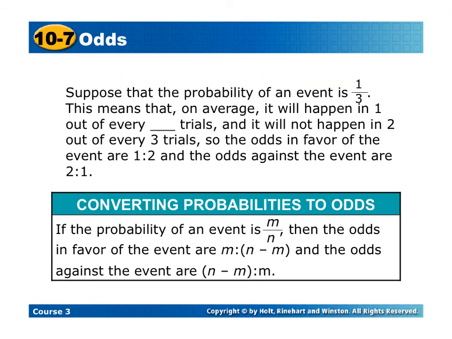If we were going to go the other way and change probability to odds, we kind of have to just break apart what the probability means. So here, if the probability of an event is 1/3, that means on average it will happen 1 out of every 3 trials. And it will not happen 2 out of every 3 trials. So the odds in favor of the event would be 1 to 2, and the odds against would be 2 to 1. So breaking it down is just taking your favorable to unfavorable so that they add up to that denominator. Once again, that's the whole.